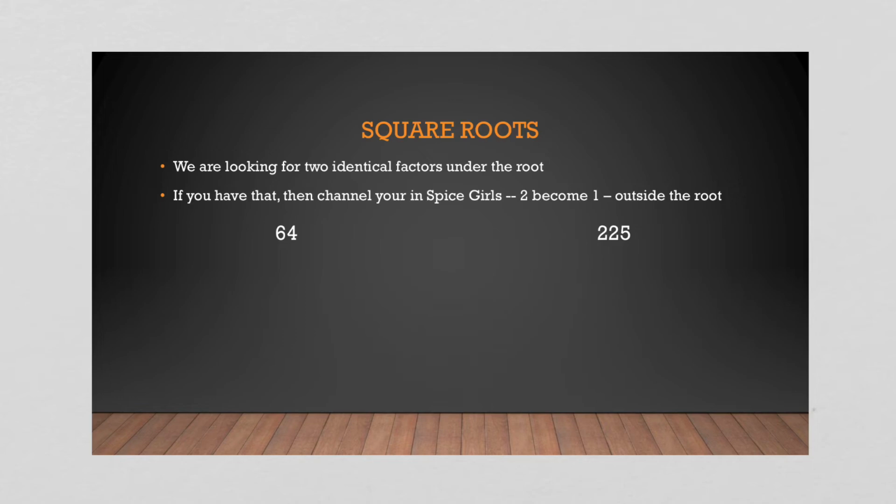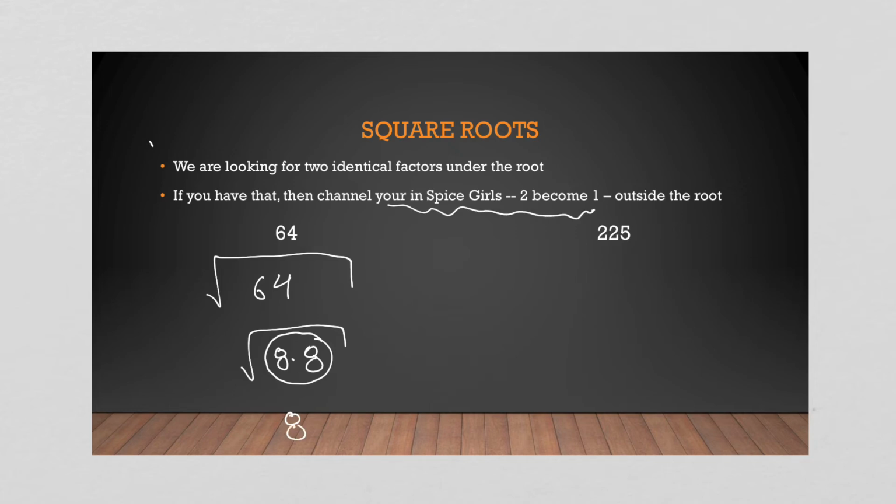So if we look at the square roots, the two identical factors under the root, I just want you to look at it a different way. The square root of 64 is equal to the square root of 8 times 8. Since you have 2 underneath, it becomes 1 on the outside. So I said, Chandler and Spice Girls, Google it, when 2 become 1.